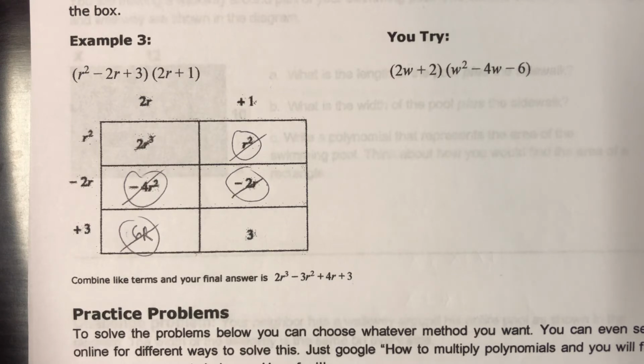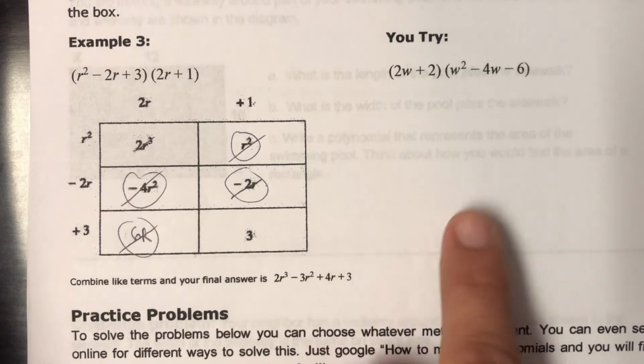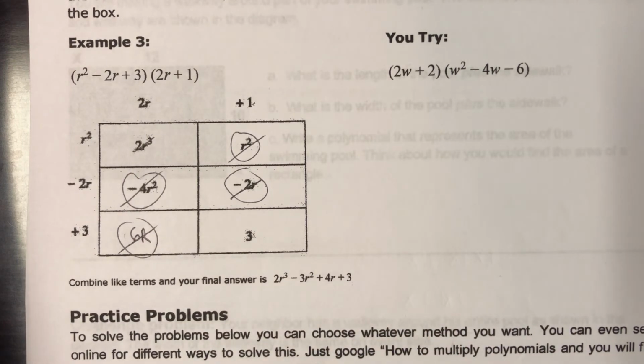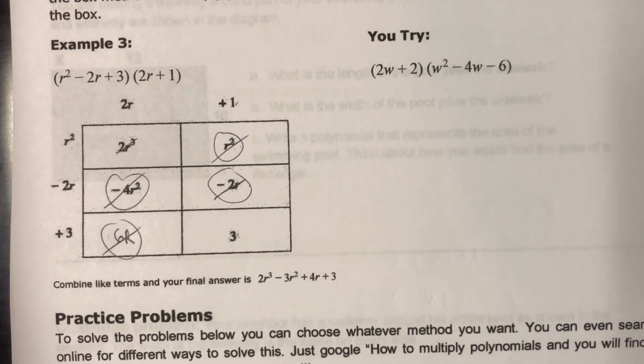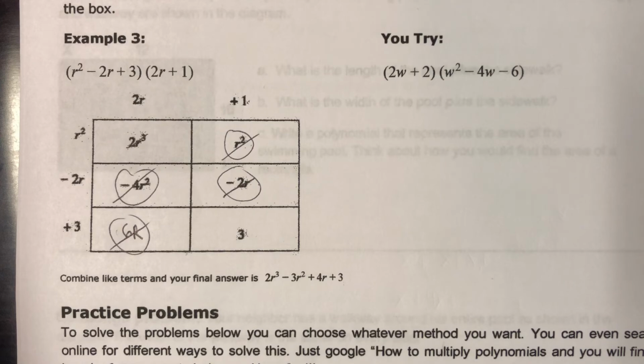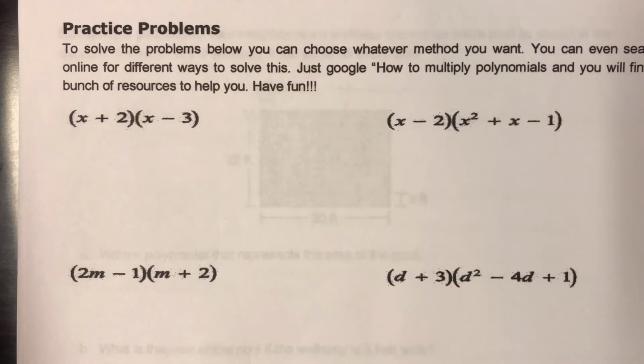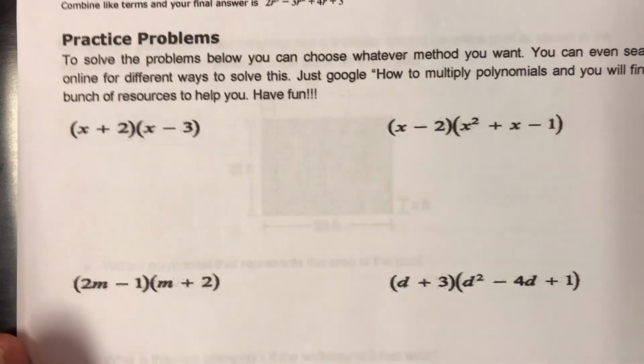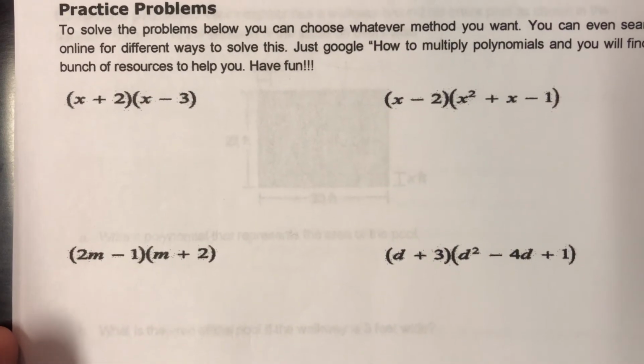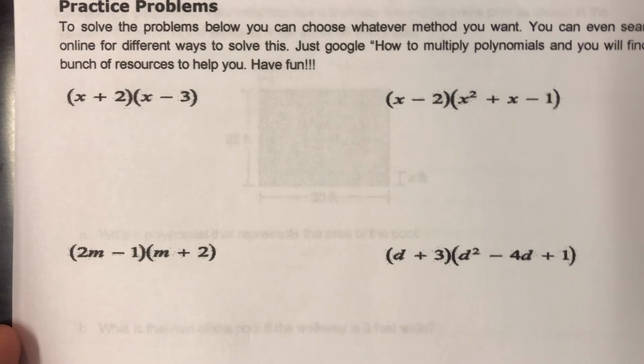All right, now that you try this, the answer for this one should be 2w cubed minus 6w squared minus 20w minus 12. All right, so this is what I had to teach you. So now go ahead and practice these problems. You can use whatever method you want, okay? Then go to the next page.